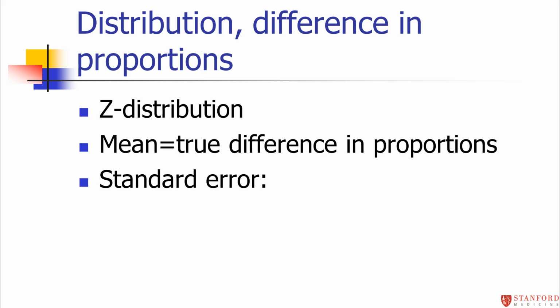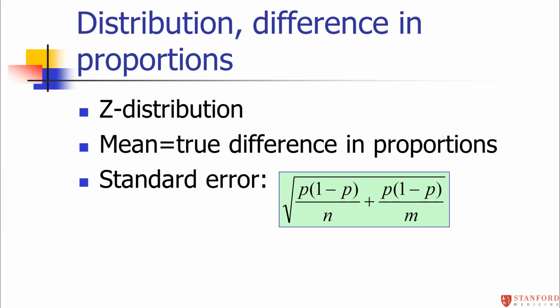The distribution of a difference in proportions, like a single proportion, follows a z-distribution. The mean is the true difference in proportions. The standard error for a difference in proportions, again, looks very similar to the standard error for a single proportion, but because we have two groups, we get variability coming from both of those groups. So n represents the sample size from one group, m represents the sample size from the second group.